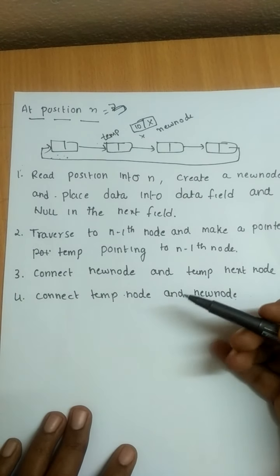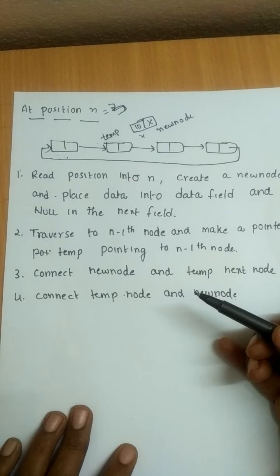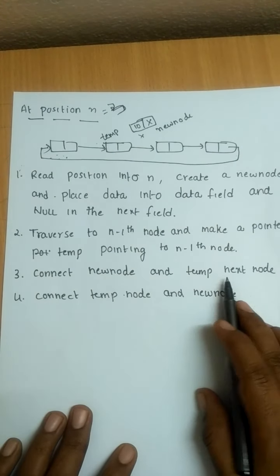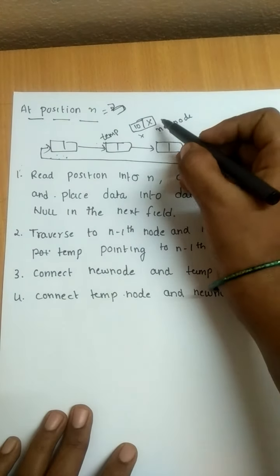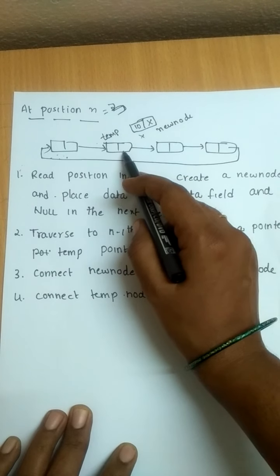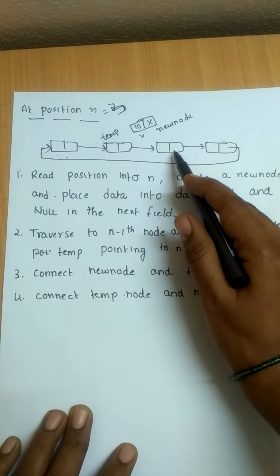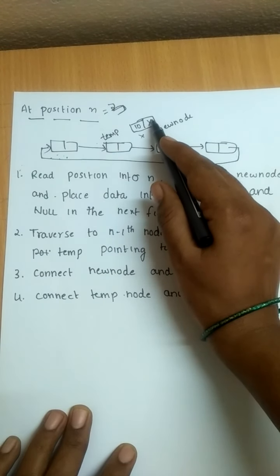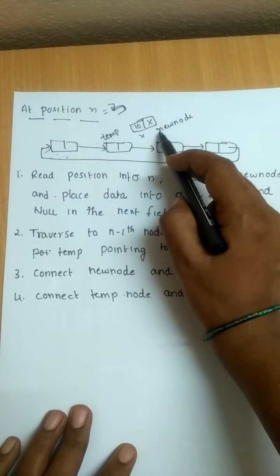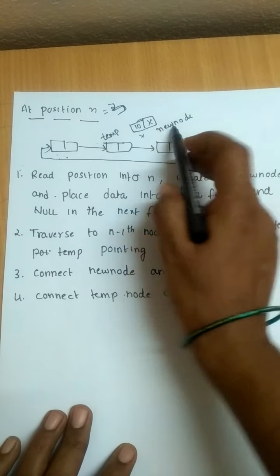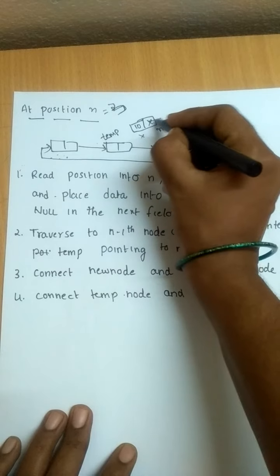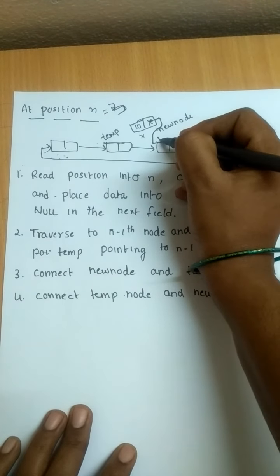Now, what do you have to do? Now, connect the new node and temp's next node. Okay. Connect these two: the new node and the node that is next to temp. How to connect these two nodes? Now the new node's next part is null. Now fill the new node's next part with the temp next address. That means make a link like this.